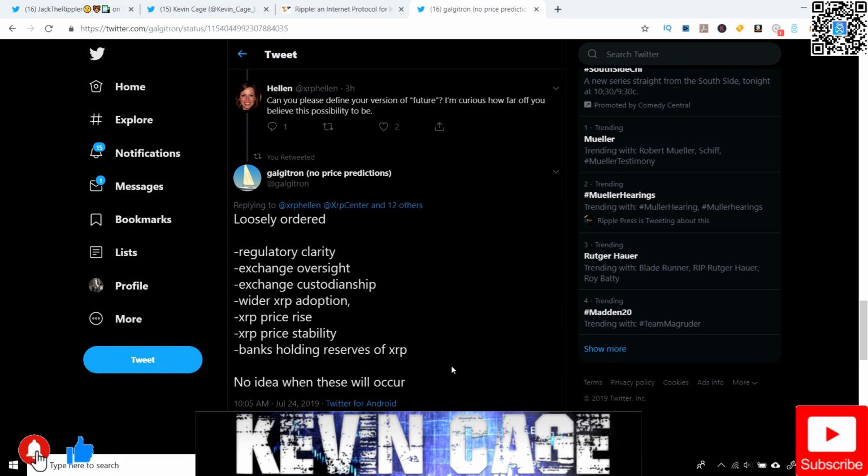Loosely ordered, and he has no idea when it's going to occur, but he says that there's going to be regulatory clarity, of course, exchange oversight, exchange custodianship, wider XRP adoption, that's a given, XRP price rise, and then after reaching a higher price, then it'll become stable when more so mass adoption occurs, and then banks holding reserves of XRP. So either way, even if him and Stuart disagree on maybe the entire amount of Nostro and Vostro accounts, banks are still going to be holding reserves just because they have that need.